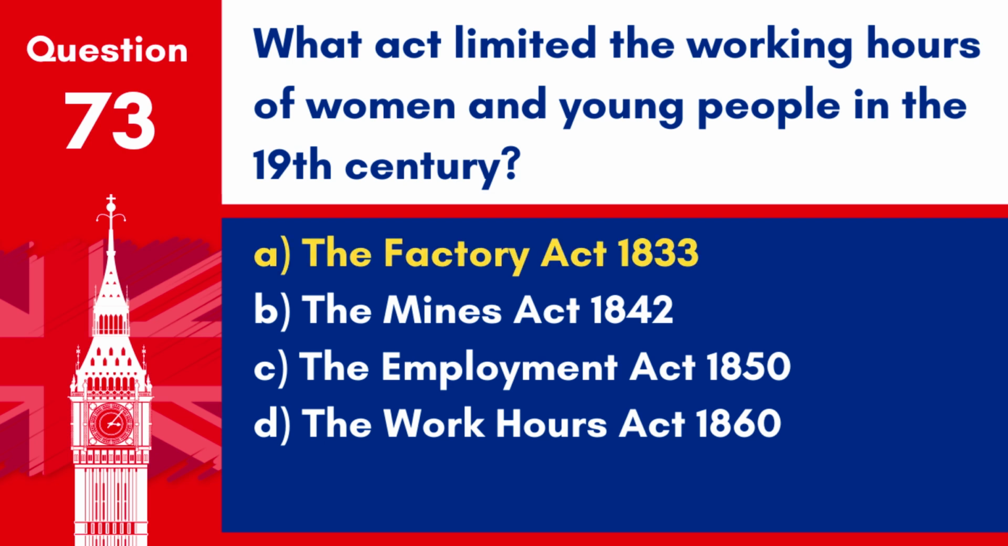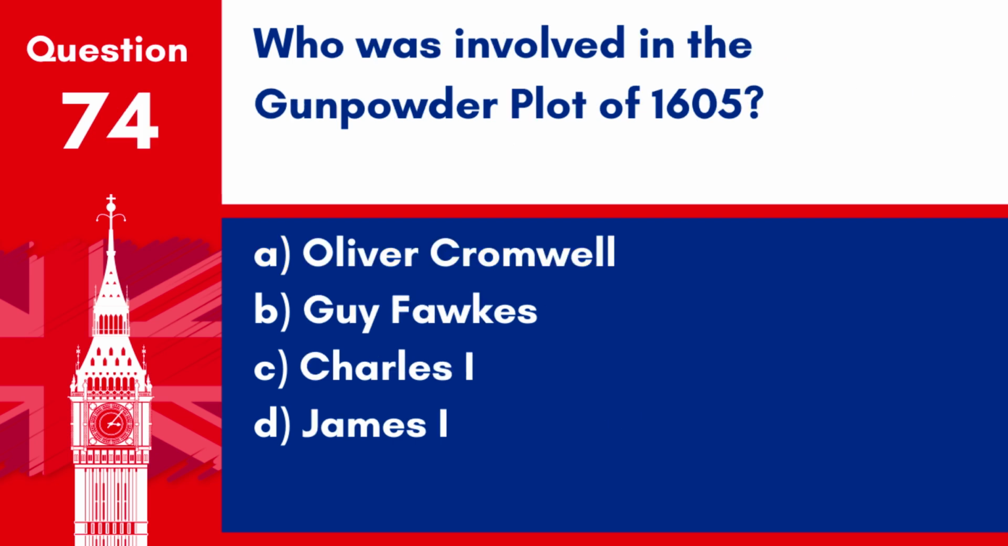Answer A. The Factory Act 1833. This act was one of the first laws to set limits on the working hours of women and young people in factories, marking a significant step in labour reforms. Question 74. Who was involved in the Gunpowder Plot of 1605?